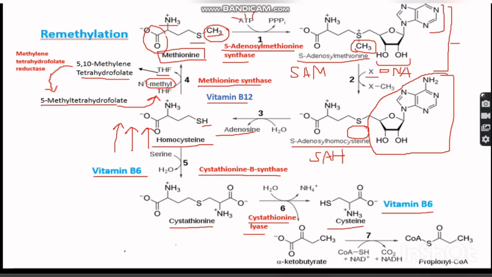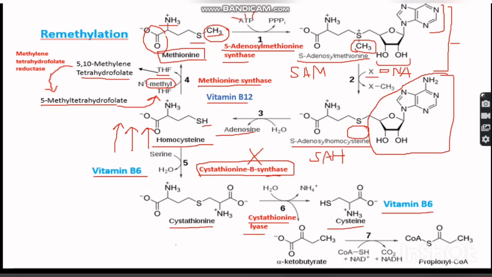In the case of classical homocystinuria, as you can see, the enzyme cystathionine beta synthase is not working properly. The enzyme is deficient. So if the enzyme is not working properly, then homocysteine will not be converted to cystathionine, and then it will not be converted to cysteine.